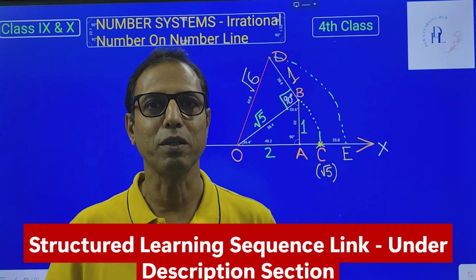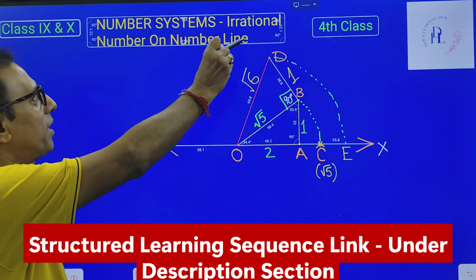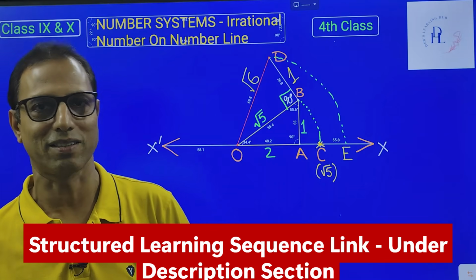So that is what we are going to discuss in today's session, class 9 and 10 number system, irrational numbers on the number line. And this is the fourth class on number systems.